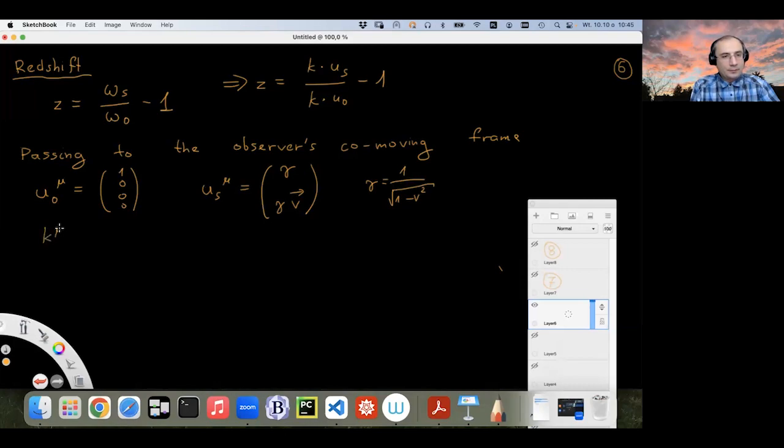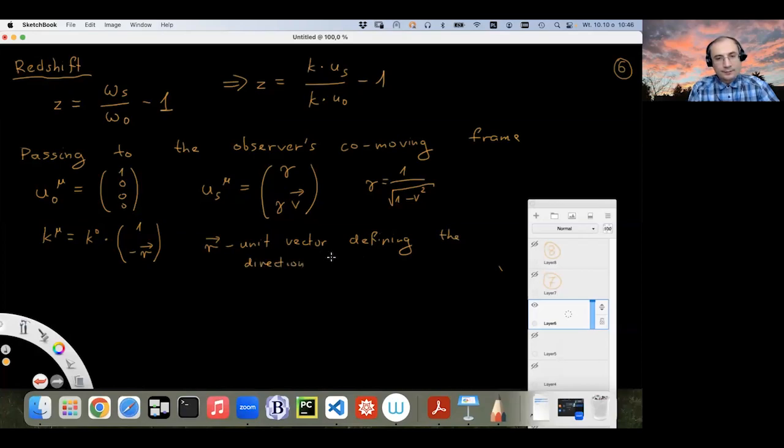As for k^mu, we will take it to be a number we don't really care very much about, times 1 and minus vector r, where r is a unit vector defining the direction of light propagation. This is a free vector. And in the observer's frame, it defines the direction from which the observer sees the light coming. k^mu is obviously null in this case. So k times k is equal to 0. You can check that yourselves.